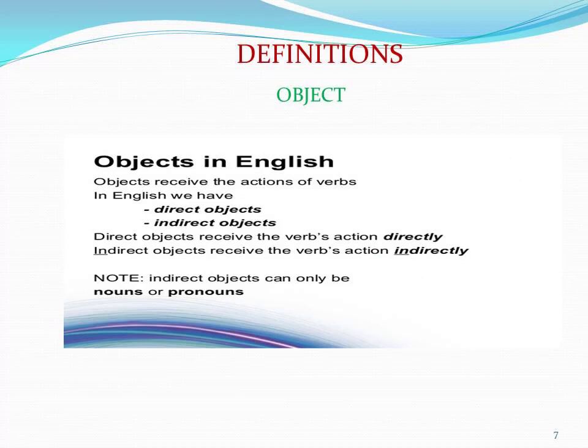The third sentence component is object. Objects always receive the actions of verbs. In English, we have 2 kinds of objects. They are direct object and indirect object. Let us see the definitions for direct object and indirect object. Direct object receives the verb's action directly and indirect object receives the verb's action indirectly. There is a note that indirect objects can only be nouns or pronouns.